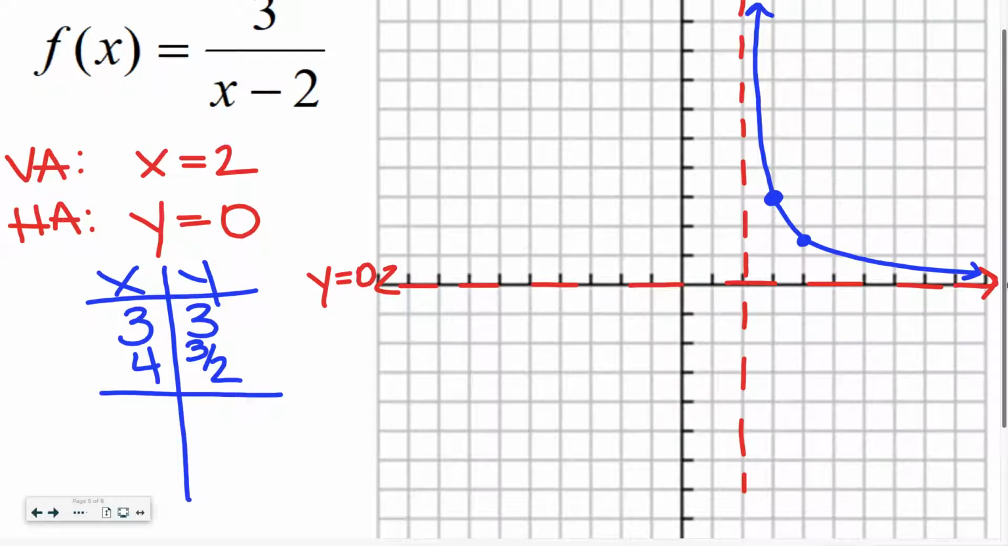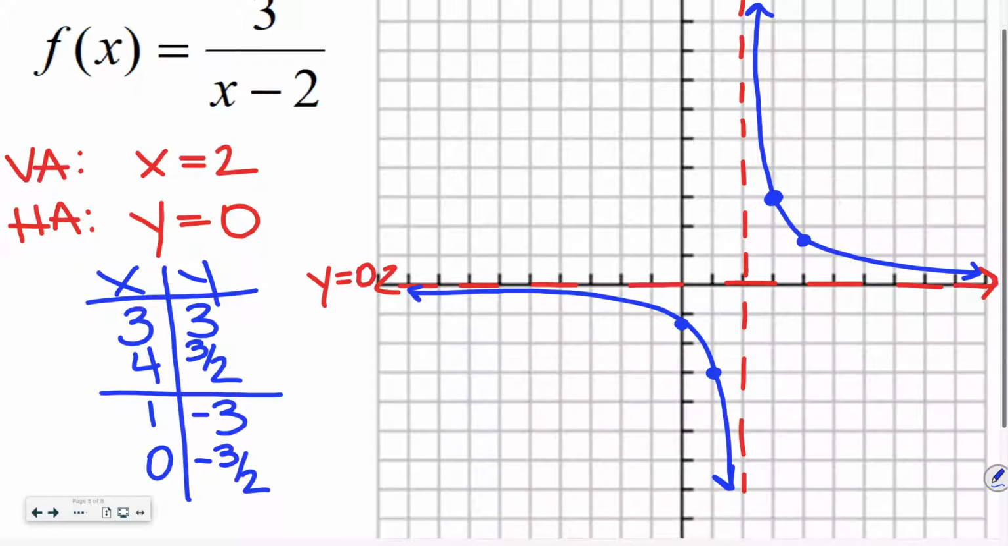Now let's go to the left side. To the left of 2, we can plug in 1 and 0. When we plug in 1, we get negative 3. And when we plug in 0, we get negative 3 halves. Sometimes you'll have some symmetry. And then we know we need to approach the asymptotes. And that's all I'm asking you to do.